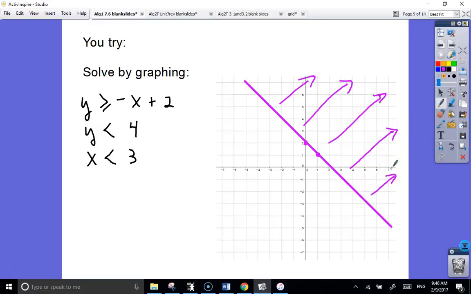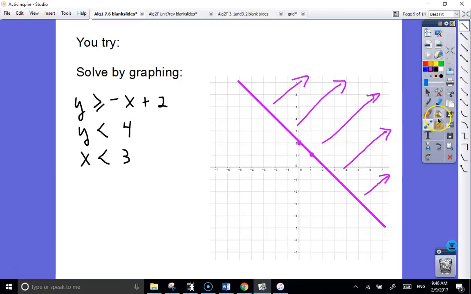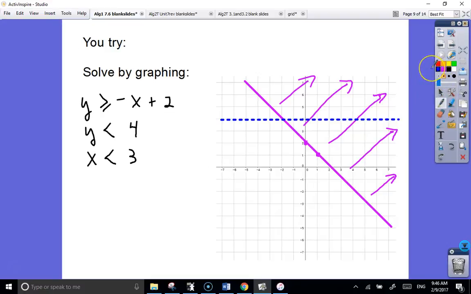Okay, next, y is less than 4. What kind of a line is y less than 4 going to be? Okay, quiet. Y less than 4 means horizontal line, right? Has a y-intercept of 4. Is it solid or dashed? Okay, so if y is 4, above or below? If y is less than 4, then it is below.